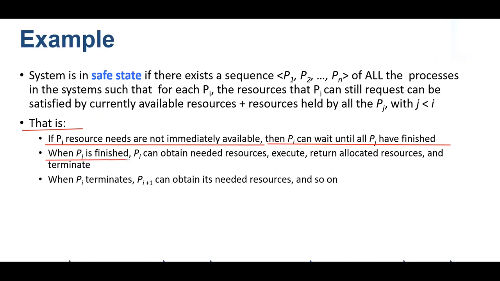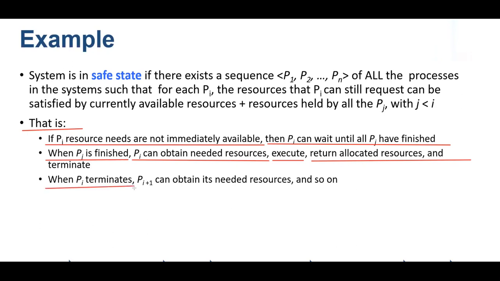When Pj, a process which is running and already holding some resources, is finished, Pi can obtain the needed resources. Then the waiting Pi can obtain their full amount of resources because Pj will release its resources. So they will execute and return the allocated resources, and they will be terminated. Who will be terminated? Pi will be terminated, because Pi was waiting to have the full resources. When the full resources become available, the system allocates them. Now Pi executes, and after termination, Pi returns those resources to the system.